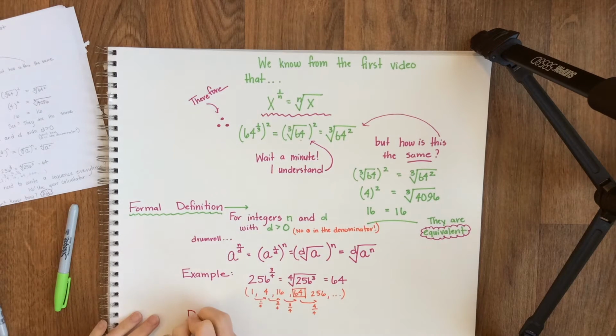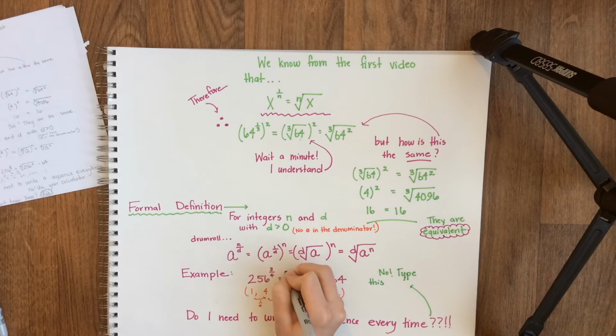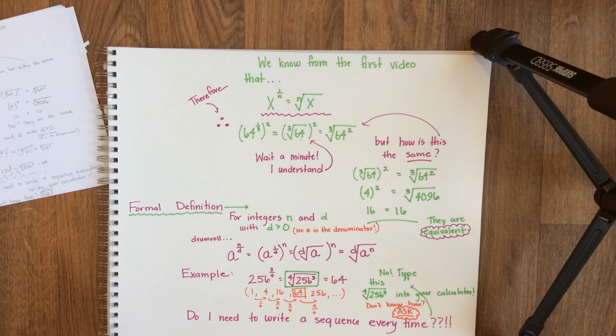Look at the pattern. Fortunately, we don't have to write a pattern for every problem. We can just use our calculator. Try typing in the 4th root of 256 cubed into your calculator. Do you get 64? If not, ask for help.